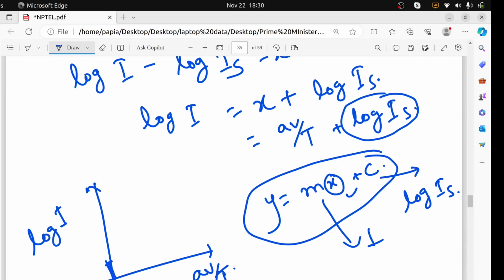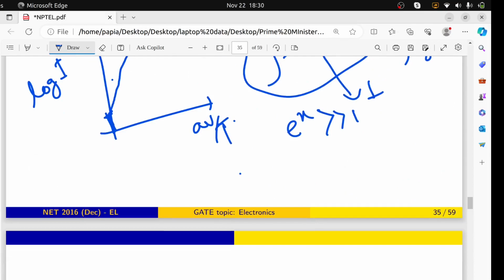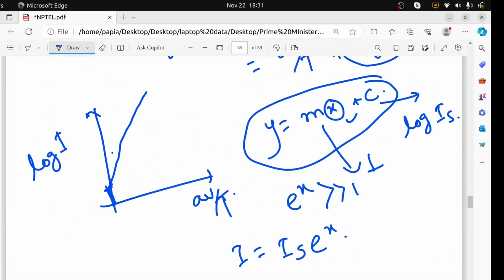So this is a straight line like thing, but there will be some value as c. So that will be here, and then it will be like that. But yes, I have already taken one assumption here that e to the power x is much greater than 1, so that I can write I equals Is e to the power x, right? So there will be some deviation from that straight line, but it will be a little bit like that. It will increase and go upwards, and there will be some intercept.